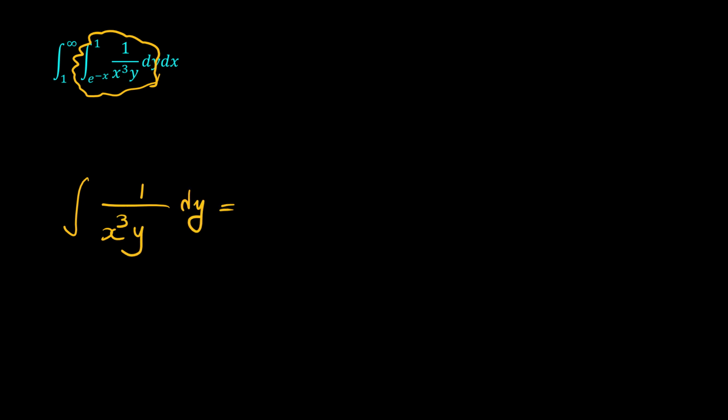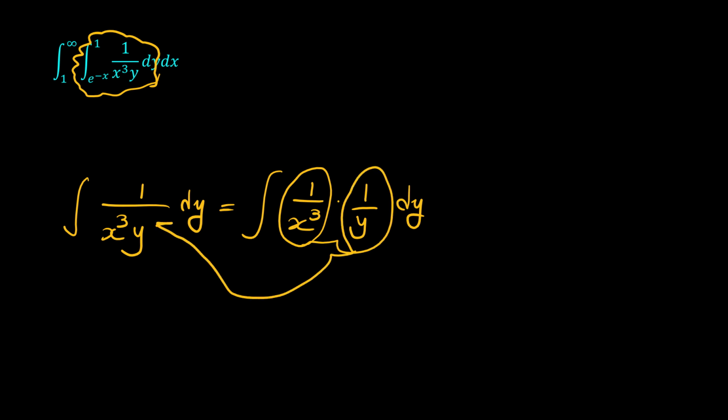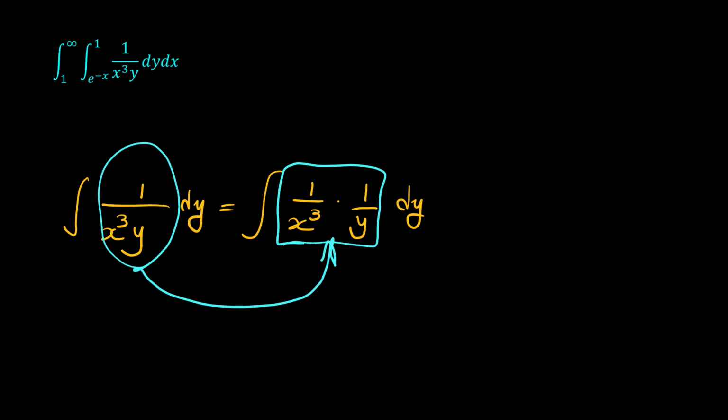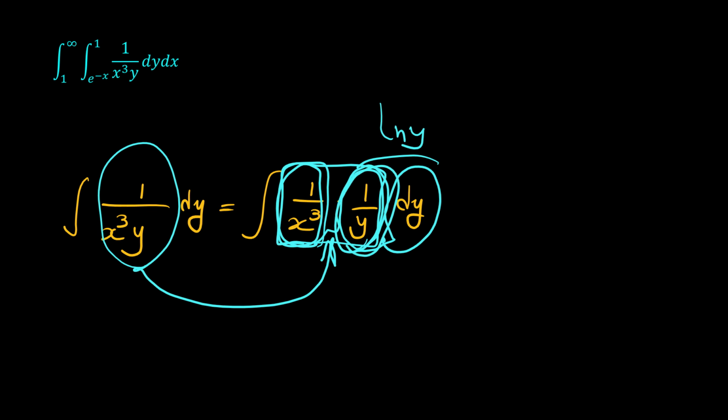For finding this integral, if you pay attention, 1 over x to the 3y can be written as 1 over x to the 3 times 1 over y dy. 1 over x to the 3 times 1 over y is 1 over x to the 3y. The reason that it's a good idea to write this function in this form is that now finding the integral of this function is very easy. If you pay attention, integral of 1 over y with respect to y is ln of y. Attention, this is a coefficient for this function.